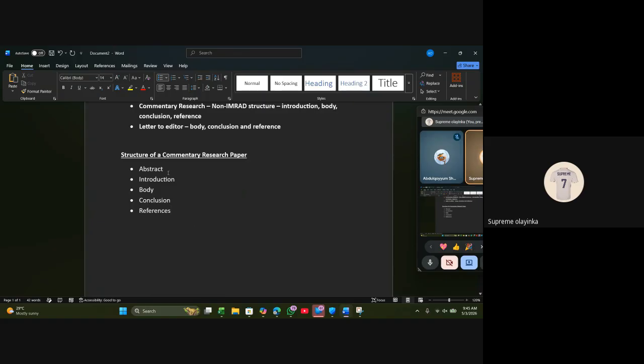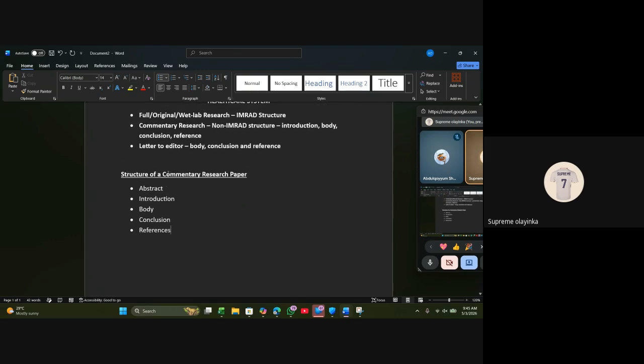Now, if we are starting with abstract, we still break it down: what is expected of us to write in the abstract, what is expected of us to write in the introduction, in the body, in the conclusion, and also references. So the very first thing we will start with today is the reference.